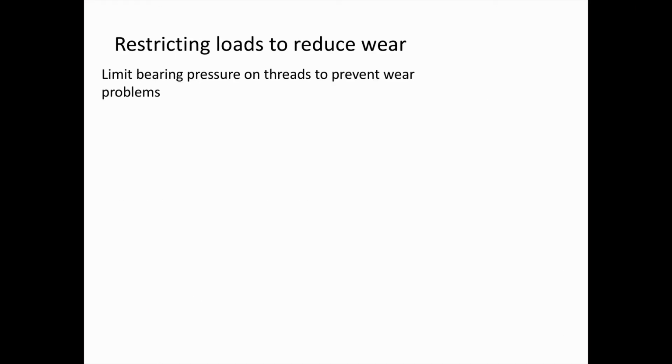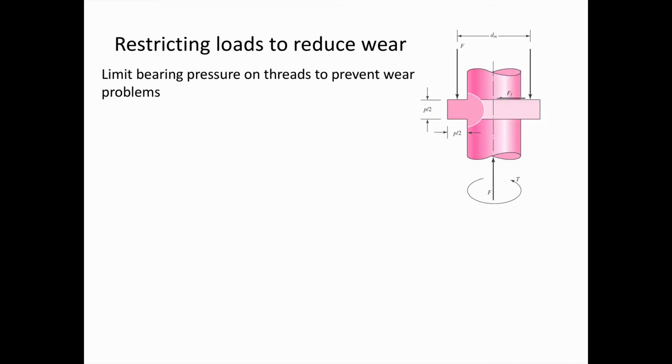Another thing that we're interested in is reducing wear. One way of doing that is limiting the bearing pressure on the threads to prevent wear problems. So we're going to use this diagram to analyze what bearing pressure is. Here we're assuming the thread is horizontal.